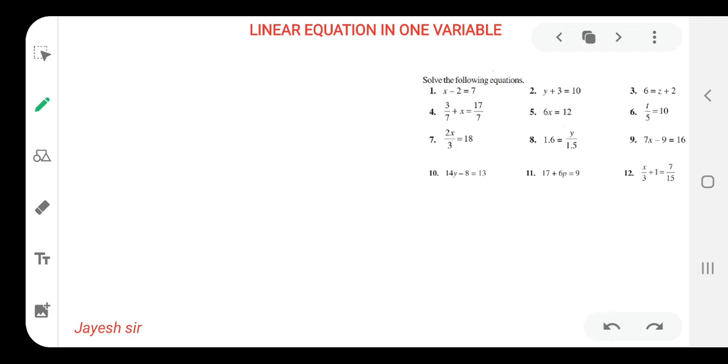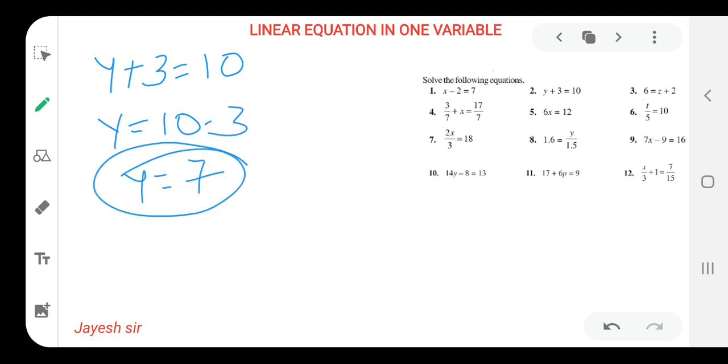Our second sum is y plus 3 equals 10. So what are we supposed to do? Plus 3, after going to that side of the equals sign, will become minus 3. So the value of y would be 7. I hope you all are getting it.